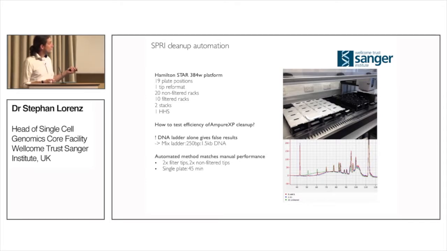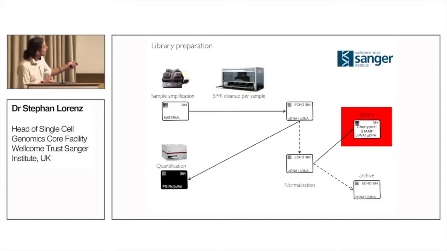A single plate takes 45 minutes. We're now working on a parallelized version that will hopefully do 4 plates in 90 minutes. And the output of this process is cDNA in an Echo source plate. Here we are. So we had material, sample amplification, SPRI cleanup, and then we have an Echo source plate.